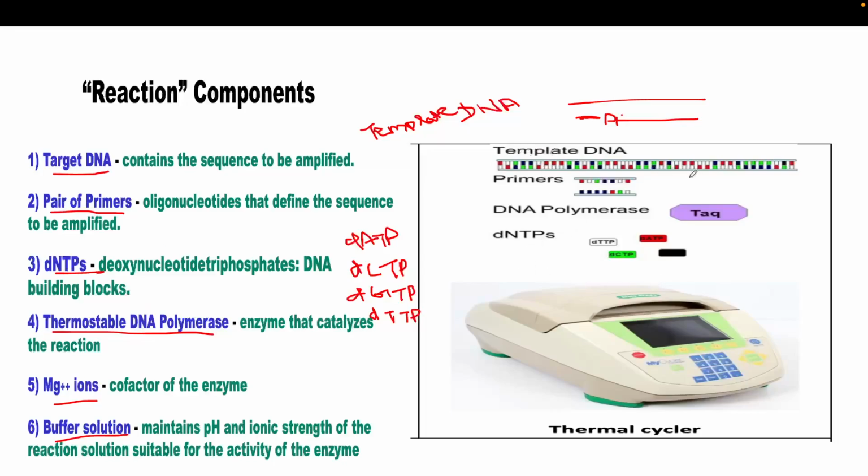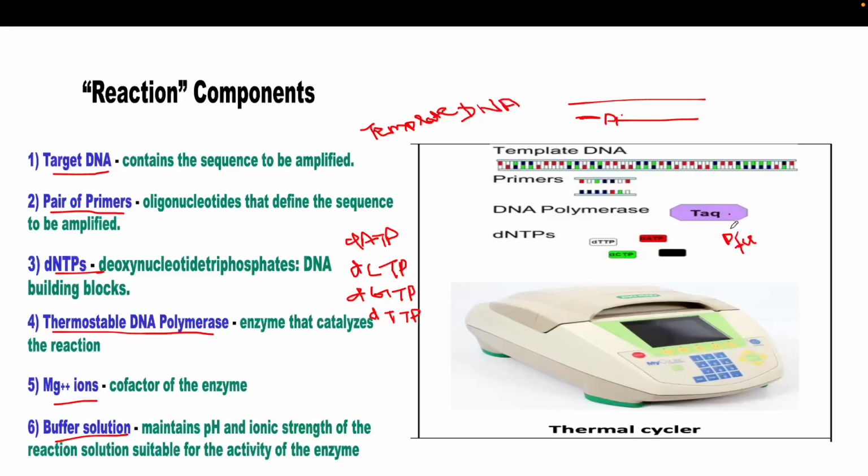So here this is the template DNA which you want to amplify. And these are the complementary primers. Then you require one DNA polymerase, that is Taq. In routine lab practice we generally use Taq and Pfu. Taq comes from Thermus aquaticus, and Pfu is from Pyrococcus furiosus. These two enzymes are thermostable.